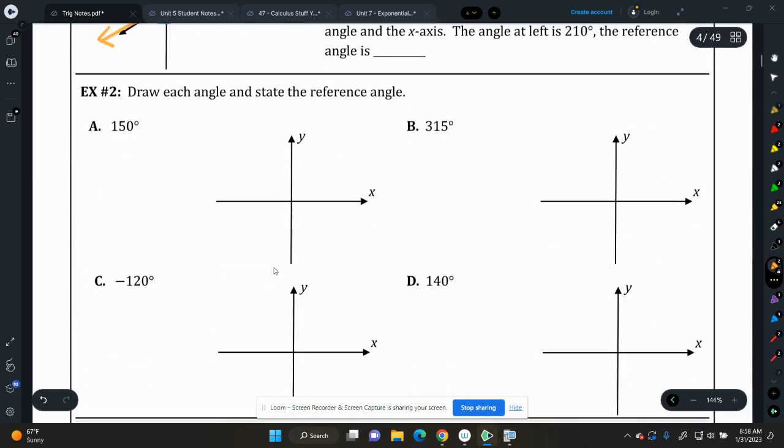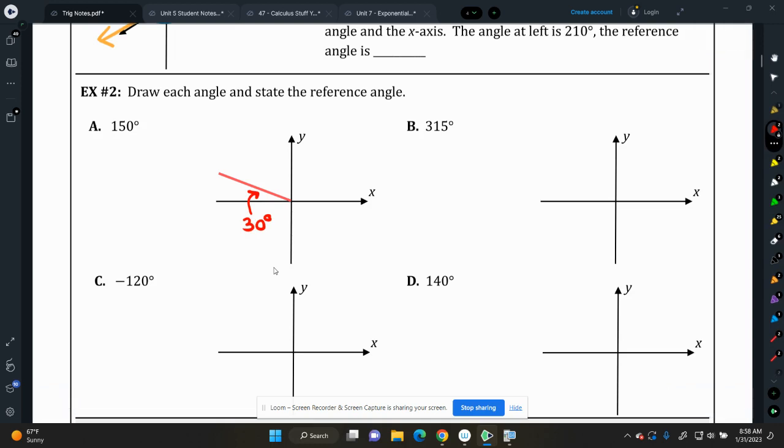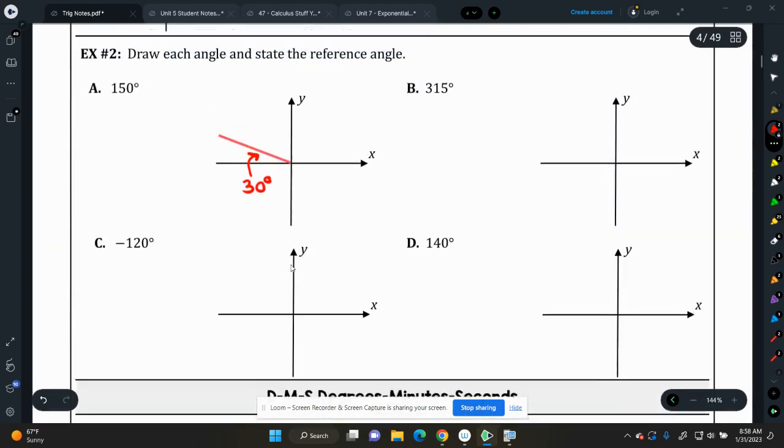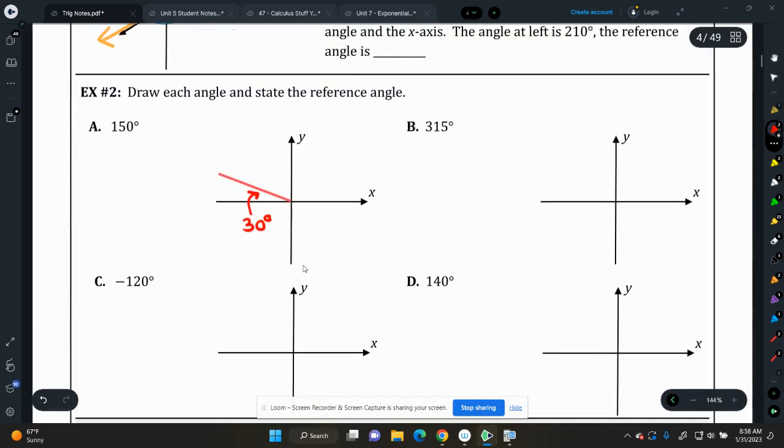So if I want the reference angle for 150 degrees, rotating around, here's 90. 150 is going to bring me right there. We know if we went all the way to this line, it would be 180 degrees. So what's this angle here? What's the reference angle? 30 degrees. Okay, see if you can finish B, C, and D while I hand out the review sheet for you.